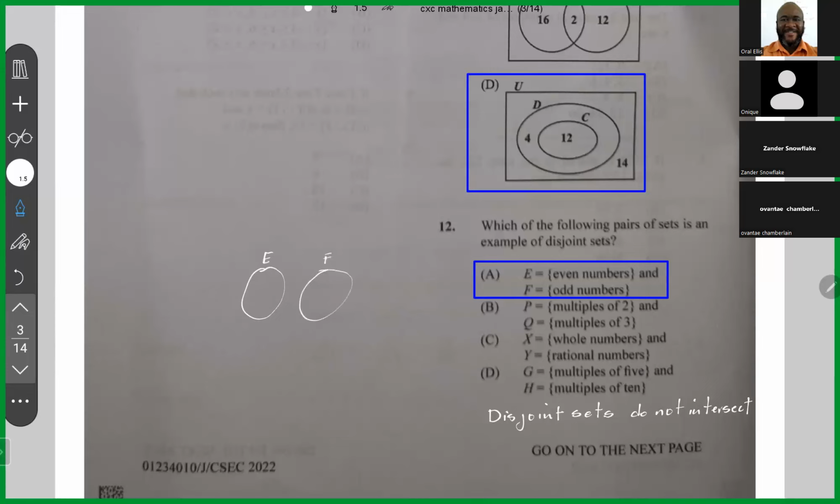If you draw these two sets in a Venn diagram, it would look like this. And the reason it looks like this is because there are no numbers which are both odd and even. A number is either odd or even, but it's never both. So the set of odd numbers and the set of even numbers are disjoint sets.